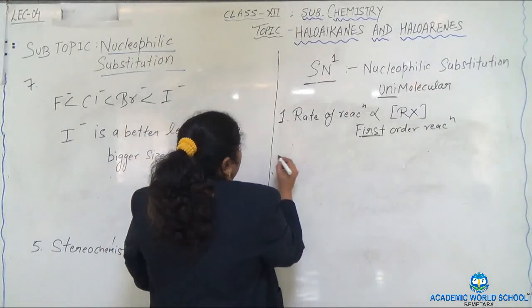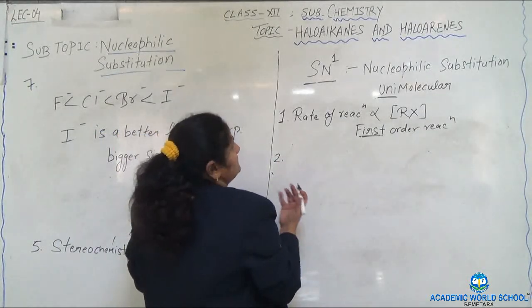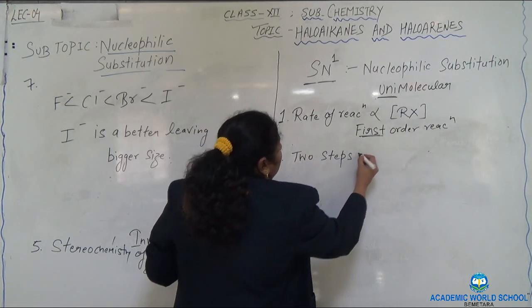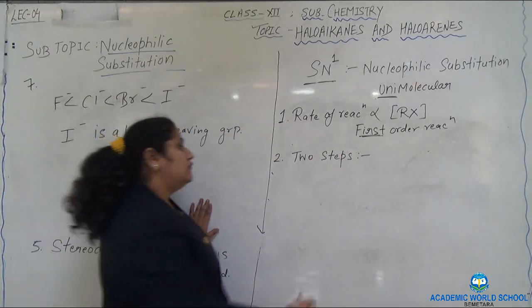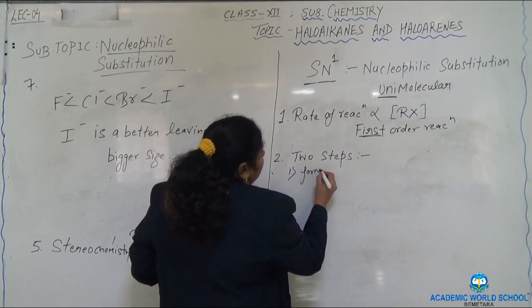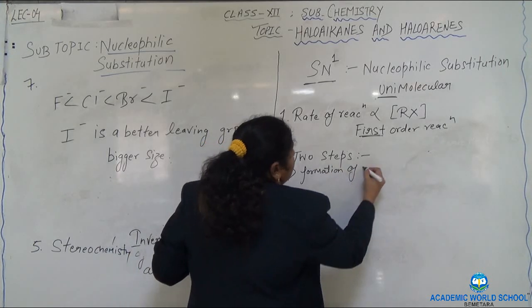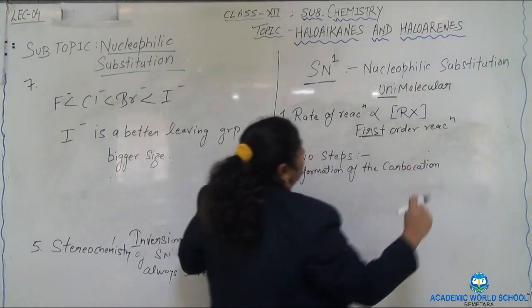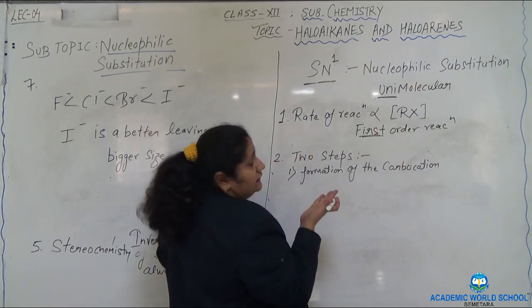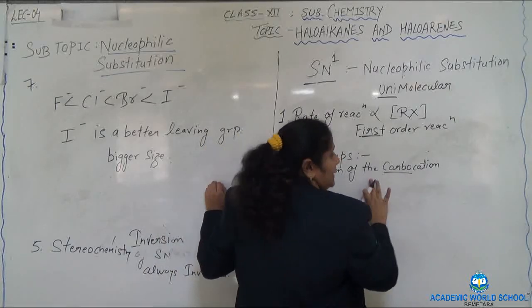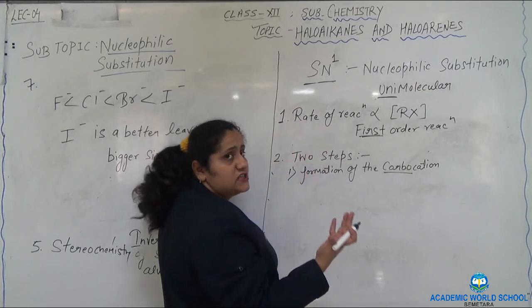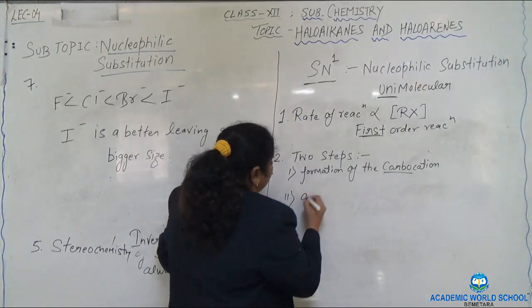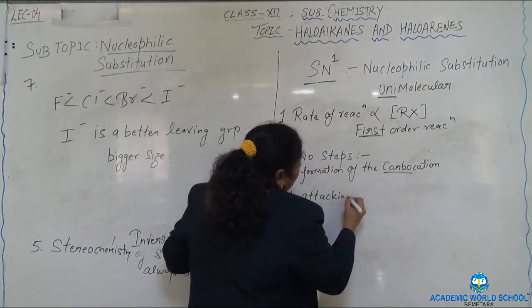The second characteristic is that this type of mechanism, SN1, will occur in 2 steps. And what are they? First is the formation of the carbocation. You have already studied this in class 11th also. Carbo means carbon, and the carbon containing a positive charge is called a carbocation. And the second is the attack of the nucleophile.